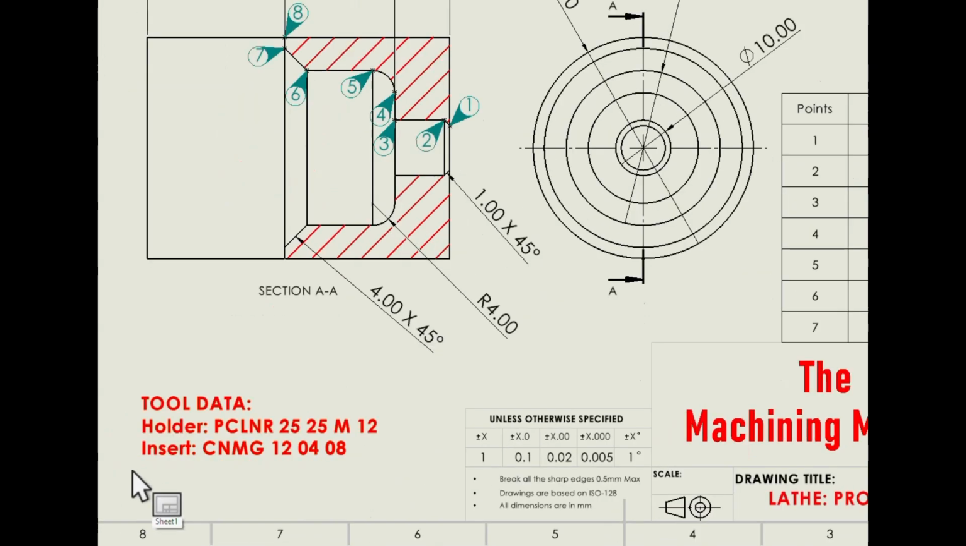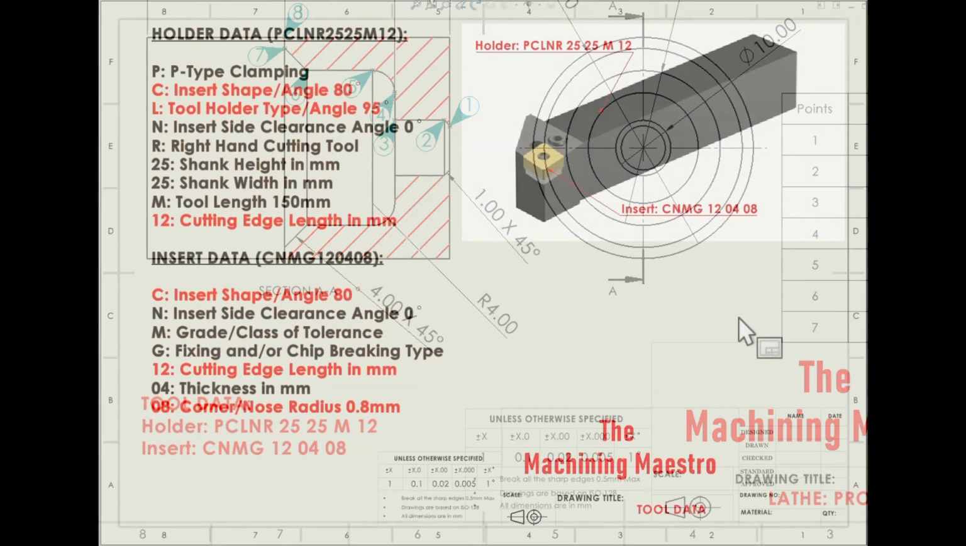And let's go to the tool we have used over here. The holder we have used is PCLNR 2525M12, and the insert used is CNMG 120408. So to get the tool data and to create the tool in the machine controller, let's go and create this tool and program. It is all about your tool data.